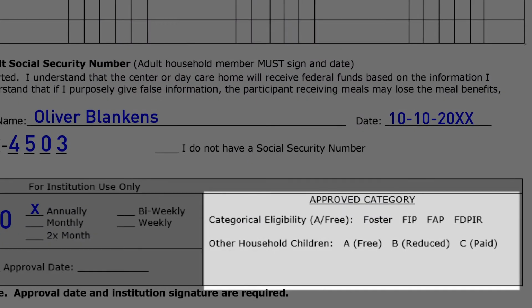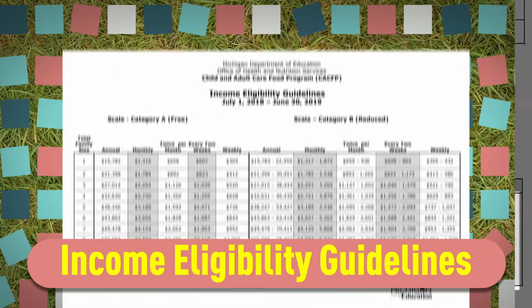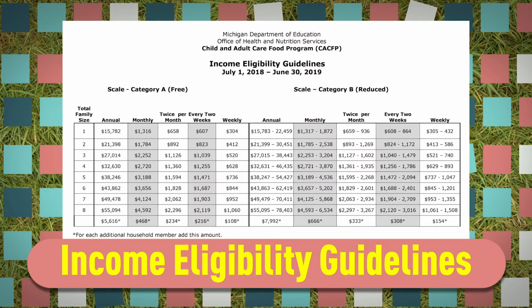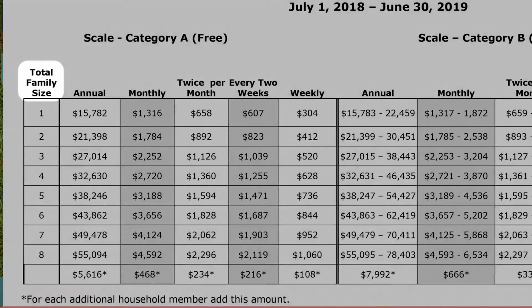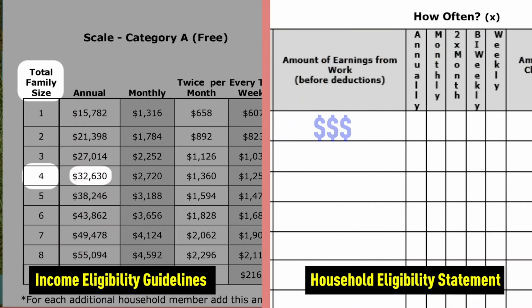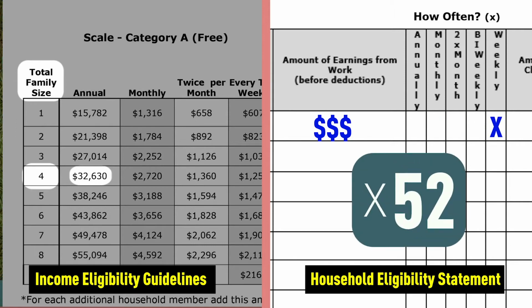Now we move to the Approved Category box, and we use our Income Eligibility Guidelines chart to see if this household is eligible for free or reduced priced meals. We can find the total members in the household and follow it across to our income at the indicated frequency. If household members are paid at different frequencies than annually, then the income must be annualized, multiplying a weekly income by 52, a bi-weekly income by 26, a twice-a-month income by 24, or a monthly income by 12.